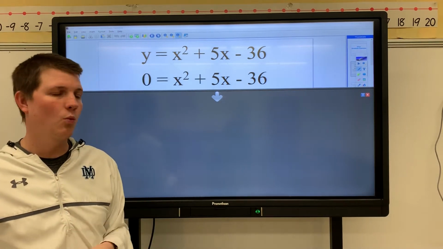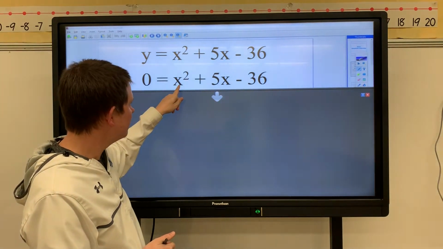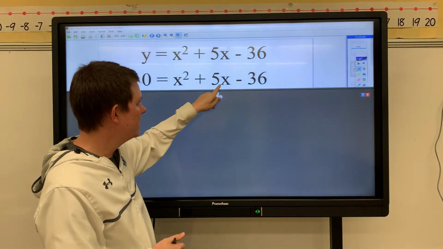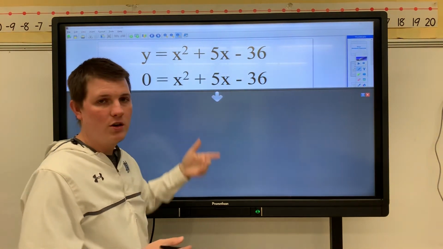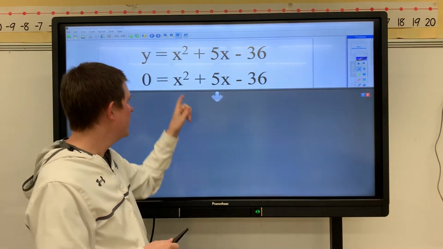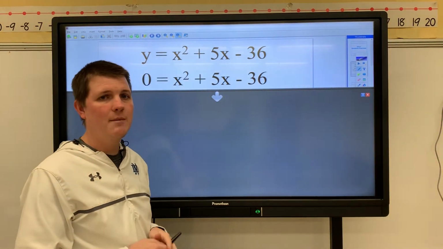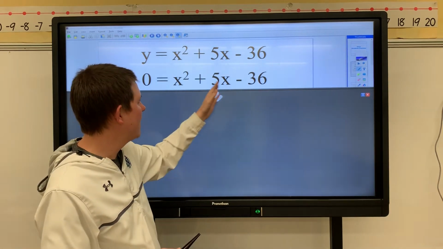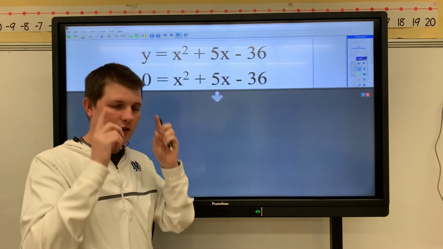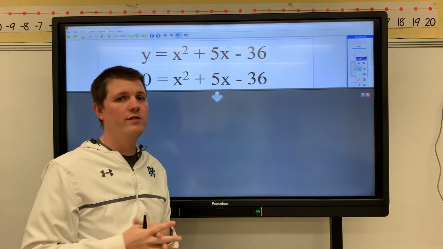For example, could I plug in 1? If I plug in 1 here and here, does it make it true? 1 squared is 1. 5 times 1 is 5. So 1 plus 5 is 6. 6 minus 36. Does that equal 0? No, it does not. So 1 does not work. What number can I plug in here and here, and I work this side out after I plug it in, and it makes it a true statement? Basically, it means this side is equal to 0. So I want you to pause the video now, and I want you to try to figure out in your head what number works.